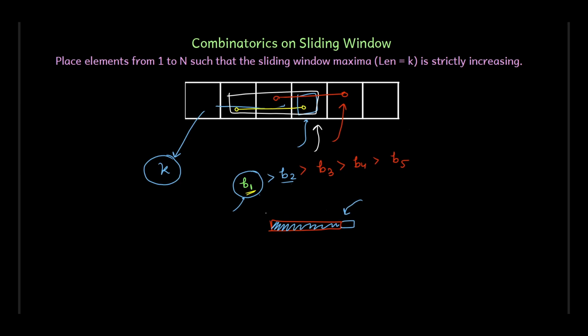So if this maxima is, let's say, x, then this has to be greater than x. And let's say this is b2, then this incoming element has to be greater than b2, which is b3, and this has to be greater than b3, which is b4.